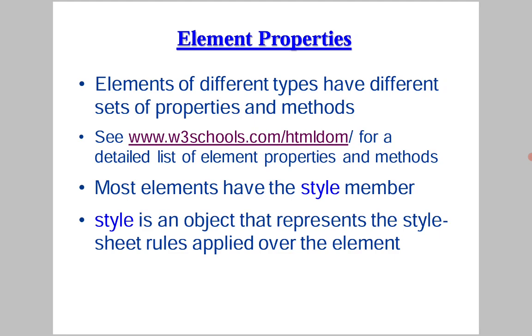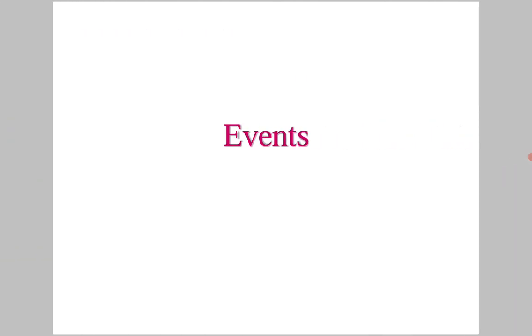Elements of different types have different sets of properties and methods. Most elements have the style member, and style is an object that represents the style sheet rules. This concept is called the DOM, or Document Object Model. We will explain it elaborately in the next PPTs also.